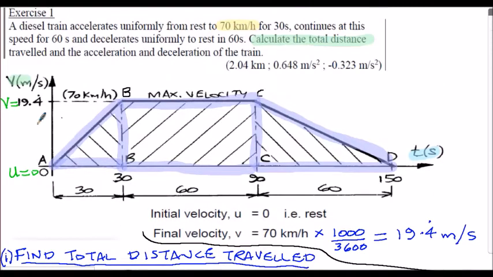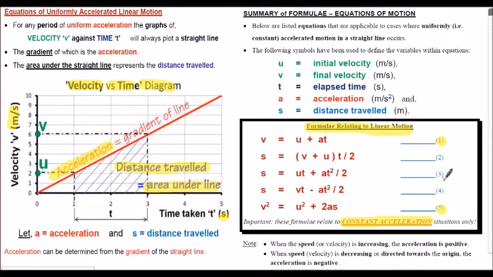So we're given the maximum velocity V, we know the initial velocity because it's starting from rest, and we know the time taken. So what you need to do is go back to your equations, back to these equations here, and try and pick an equation that will link the initial velocity with the final velocity, with the time, with the acceleration, and then use the appropriate equation.